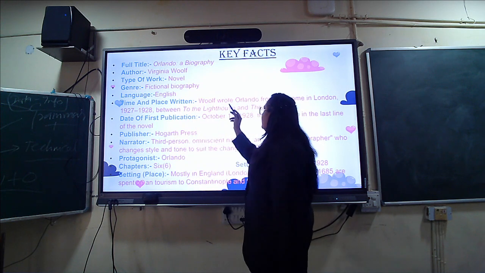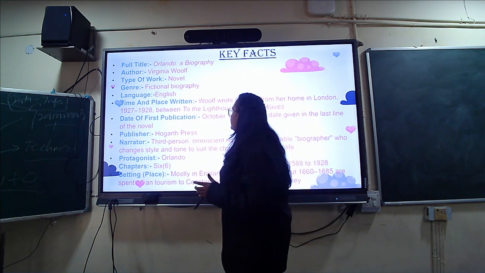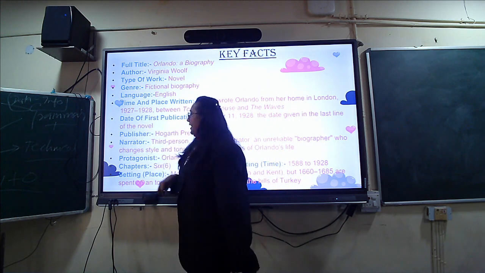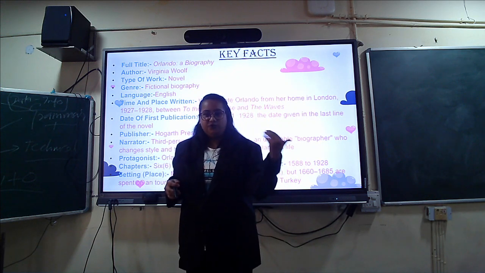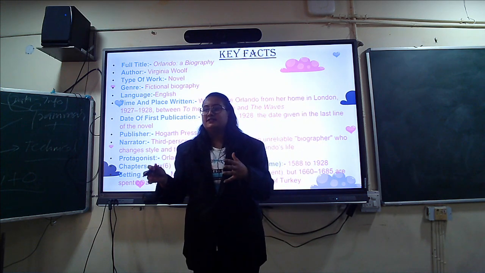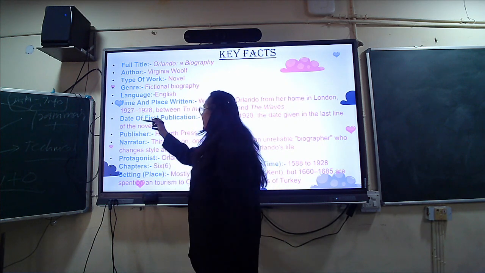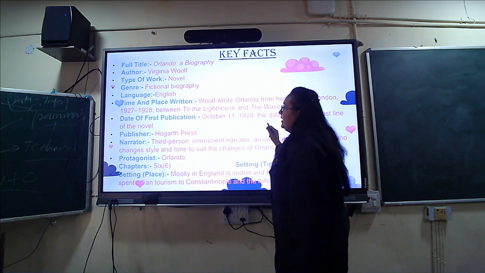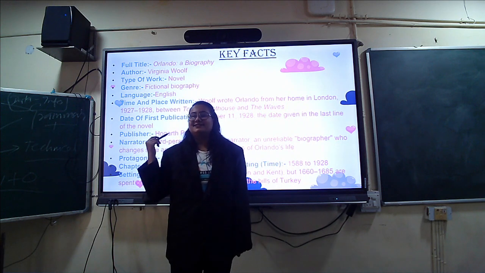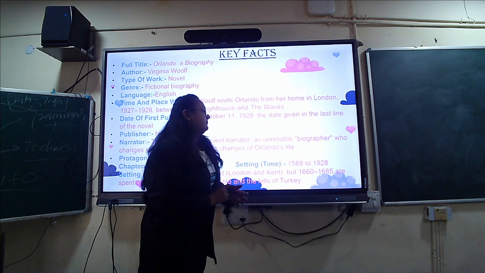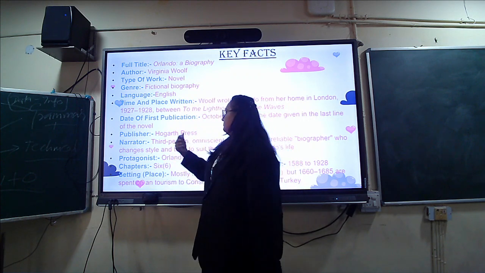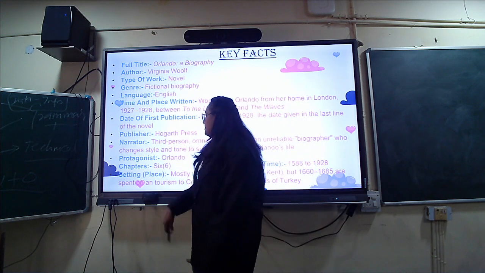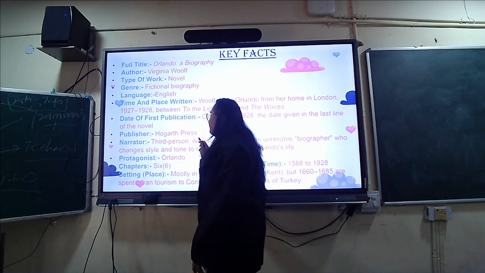Time and place written: this work was written during 1927 to 1928, between To the Lighthouse and The Waves, when she wrote these two novels. Between them, she wrote this Orlando. Date of first publication: October 11, 1928, and this is also the last line of this novel, where the narrator is speaking. The publisher of this novel is Hogarth Press.